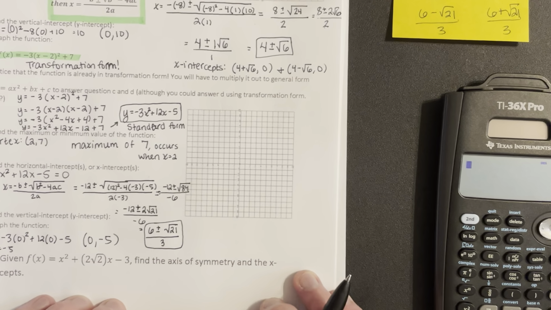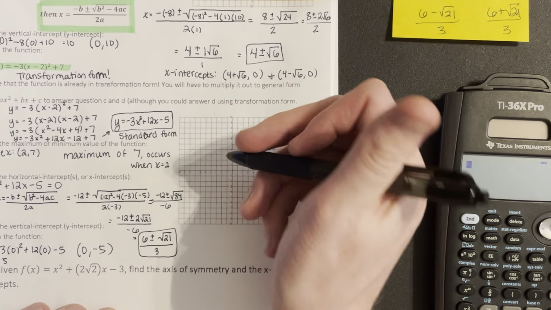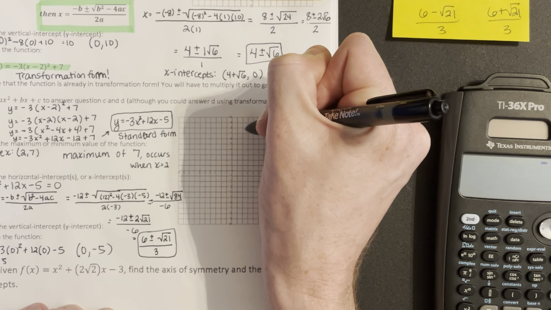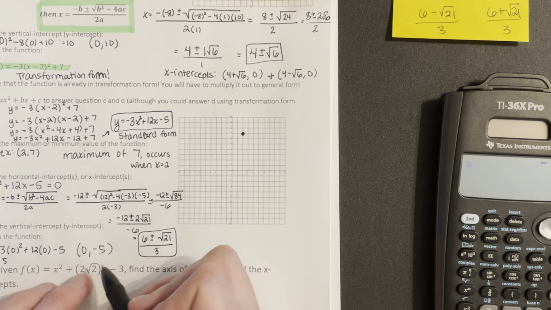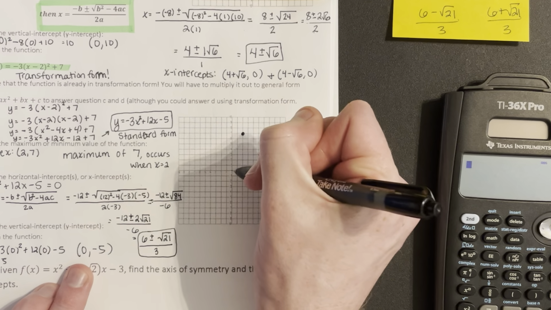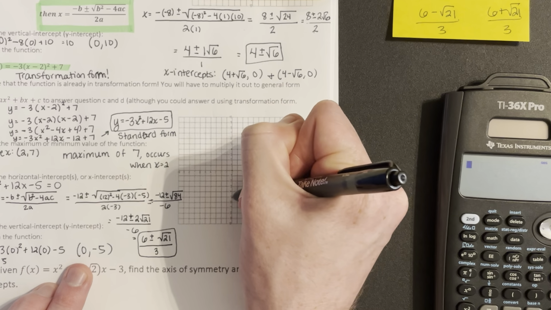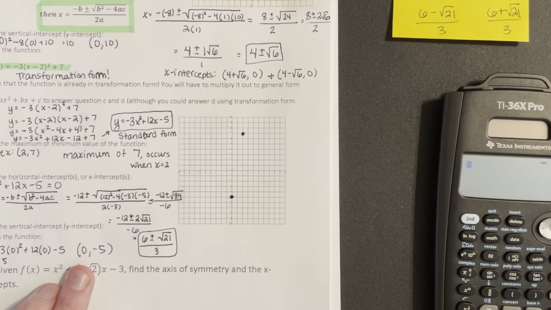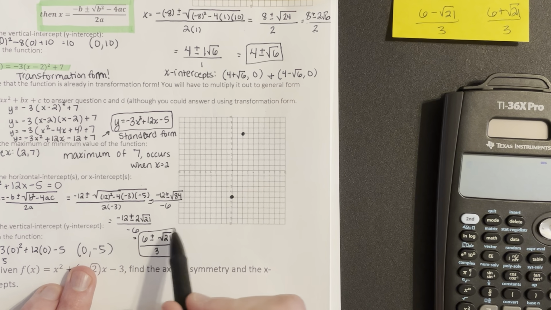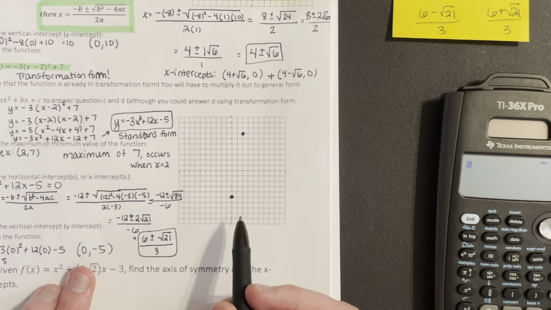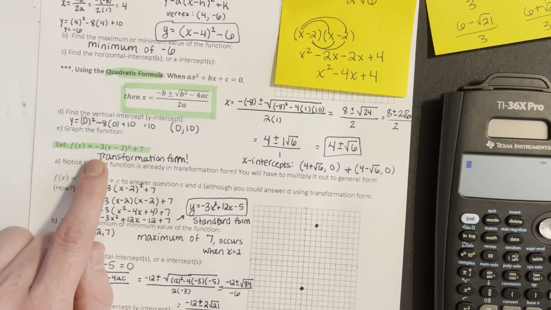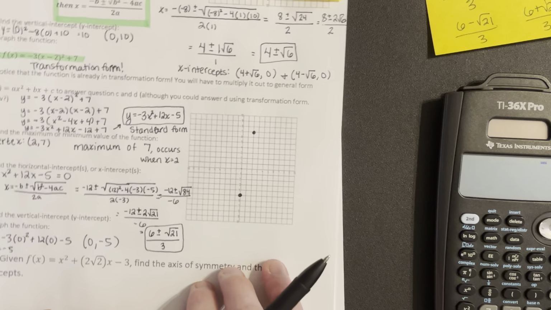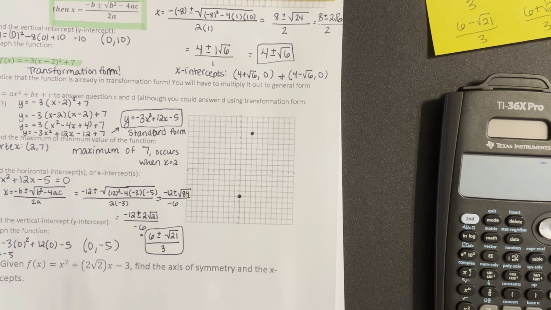So we found our vertex to be 2, 7. So I'm going to go to 2, up to 7. We found a y-intercept of 0, negative 5. So we can put that there. Our x-intercepts are not pretty, so we would need a decimal if we were going to graph those, but we have the transformation form. So our transformation form had a negative 3 out front. We know it had a vertical stretch by a factor of 3.